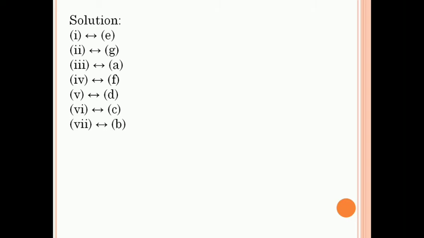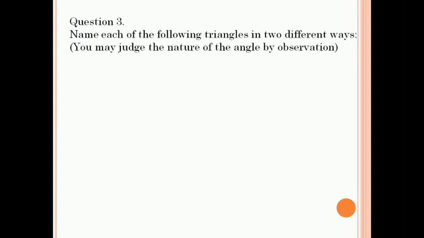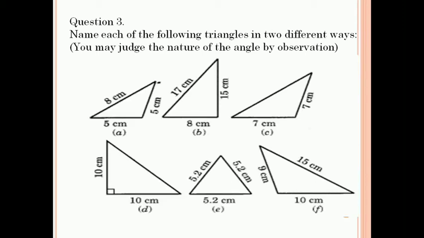Question number 3. Name each of the following triangles in two different ways. You may judge the nature of the angle by observation. Okay, this is the condition, and these are the diagrams. Now first we will discuss the answers of this question.